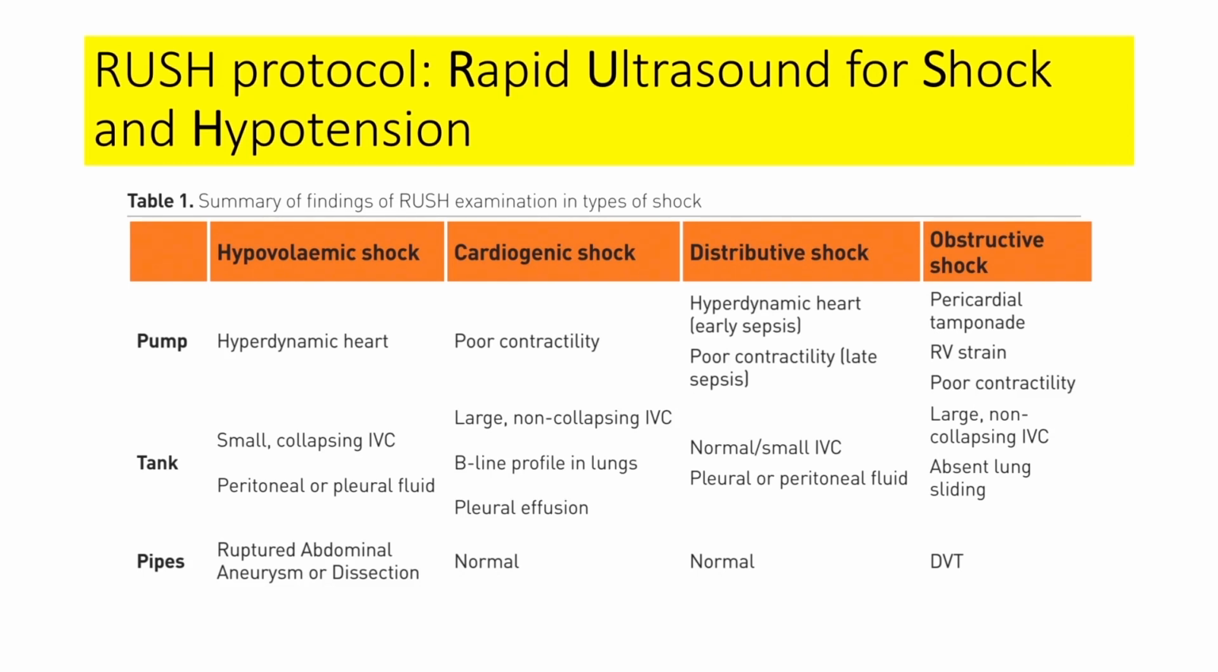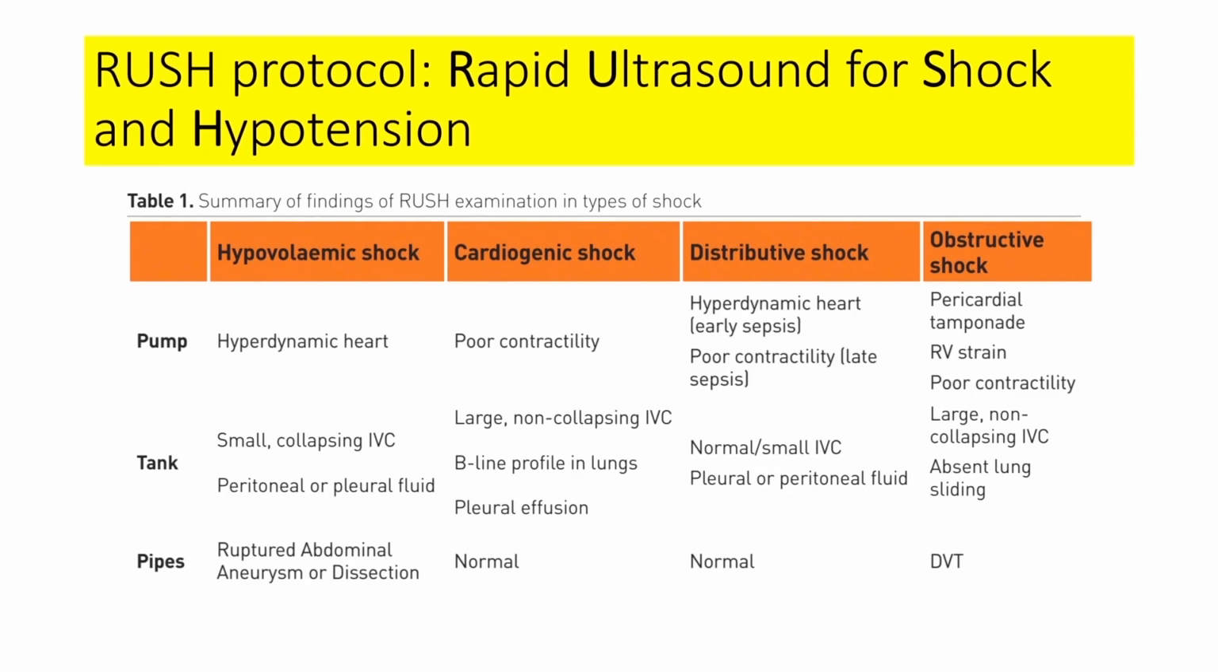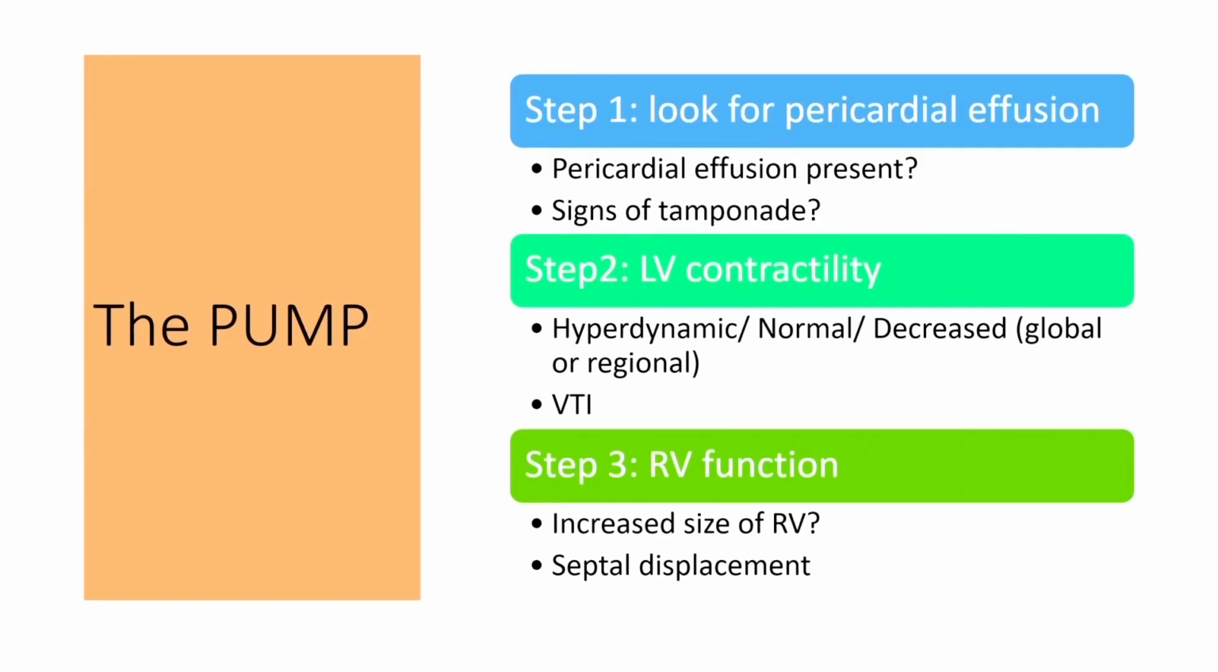Distributive and obstructive shock just goes in the same line. What we expect clinically is what we are trying to see on ultrasound. So let's break it down and make it even simpler for you. Pump. Start with that. First and foremost, look for pericardial effusion. First of all, is there an effusion? And second, is the effusion causing a tamponade?